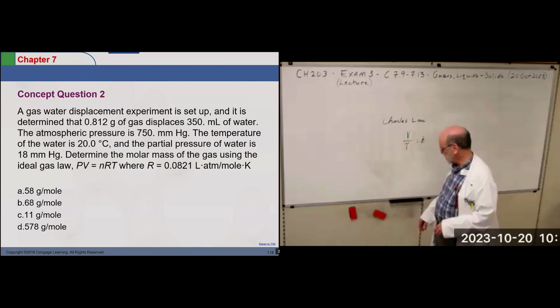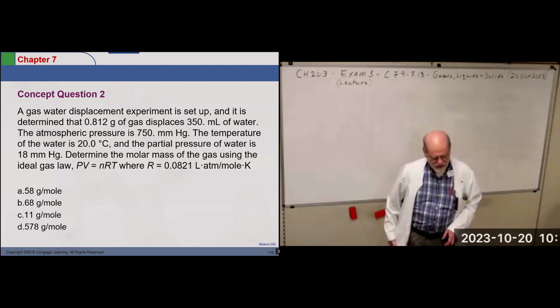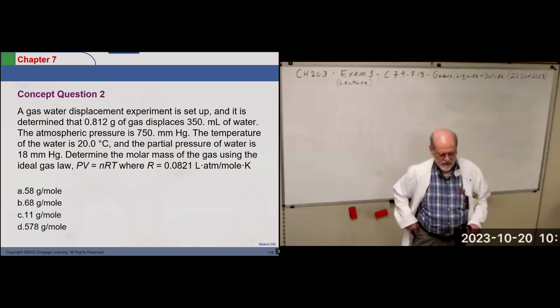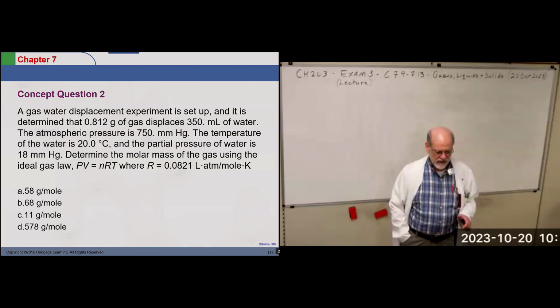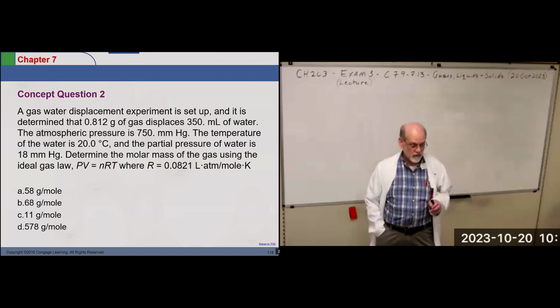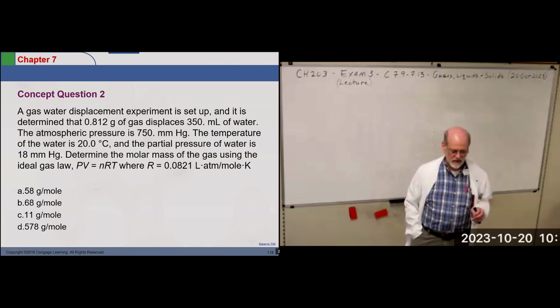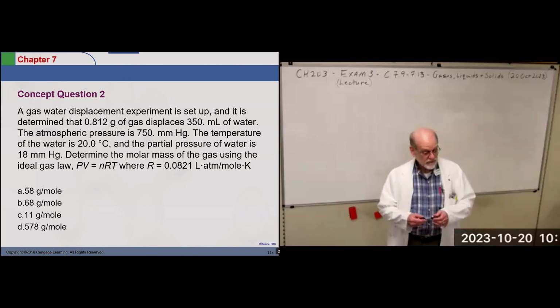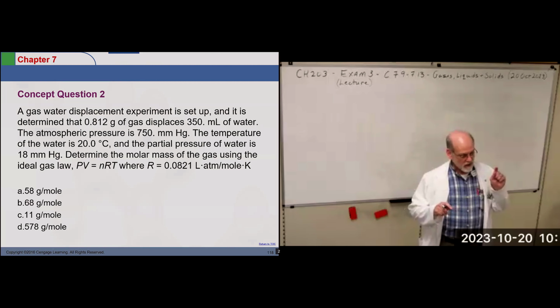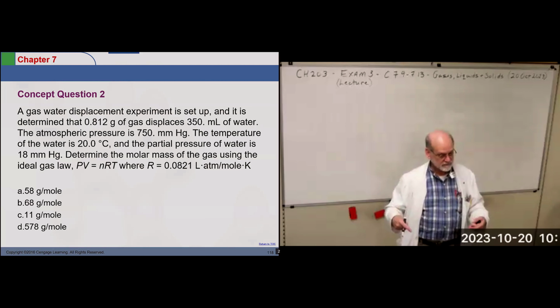All right, what are we talking about with number 2? This one's going to need calculation, isn't it? A gas water displacement experiment is set up, and it's determined that 0.812 grams of gas displaces 350 milliliters of water. The atmospheric pressure is 750 millimeters of mercury. The temperature of the water is 20 degrees. And the partial pressure of water is 18 millimeters of mercury. What's the molar mass of the gas using the ideal gas law? We haven't talked about this one yet. We have all the laws and the information we need to solve it. We just haven't talked about how to go about it.